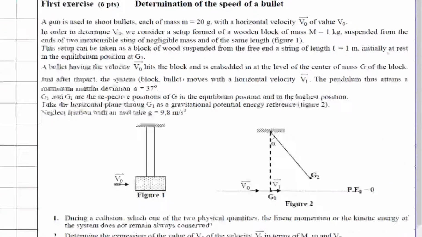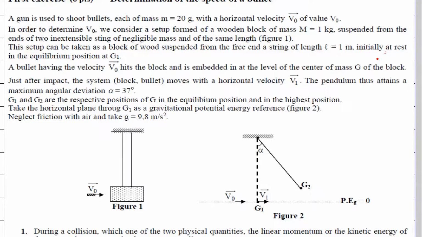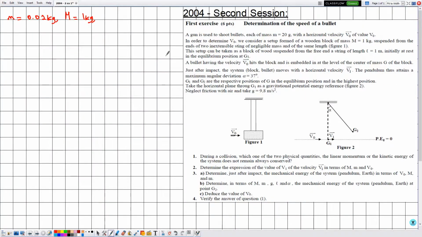Now this setup can be taken as a block of wood suspended from the free end of a string of length L equal to 1 meter, initially at rest in the equilibrium position at G1. Now a bullet having the velocity v0 hits the block and is embedded in it at the level of the center of mass G of the block.